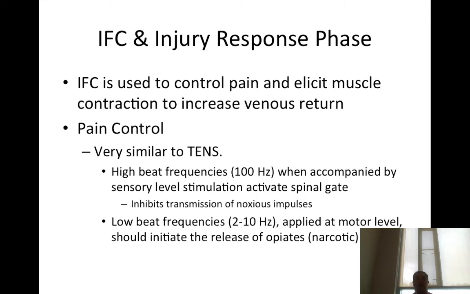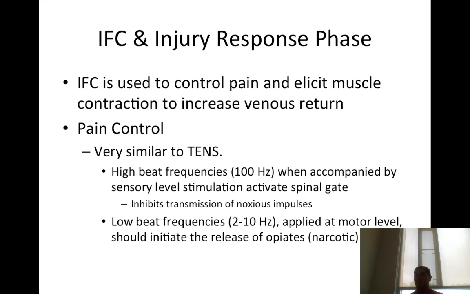So now we can use IFC to control pain and elicit a muscle contraction. Pain control is very similar to a TENS unit. They call them beat frequencies. With IFC, a high beat frequency of about 100 hertz, when accompanied by sensory level stim, activates the spinal gate mechanism. This inhibits transmission of noxious impulses. It's a sensory level stimulation, so they can feel it. It's not a subsensory level. It activates the spinal gate control theory.